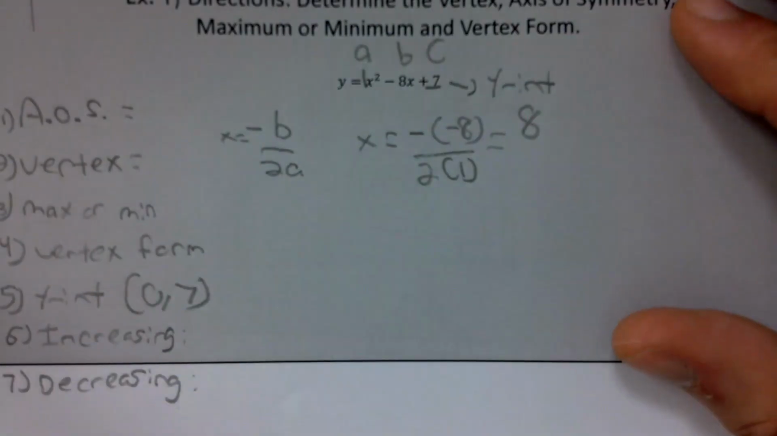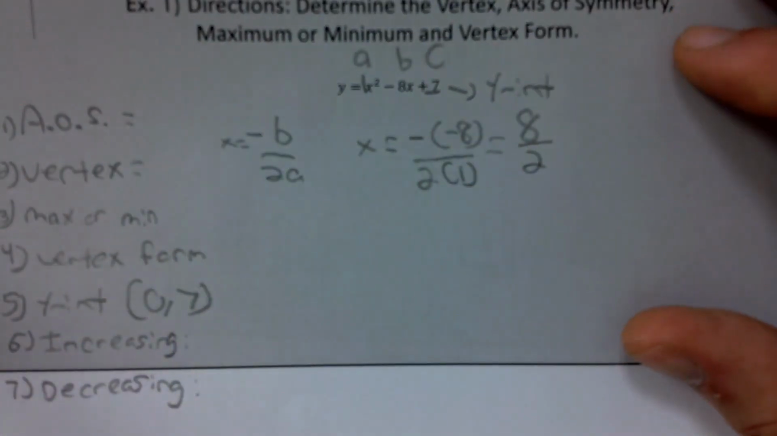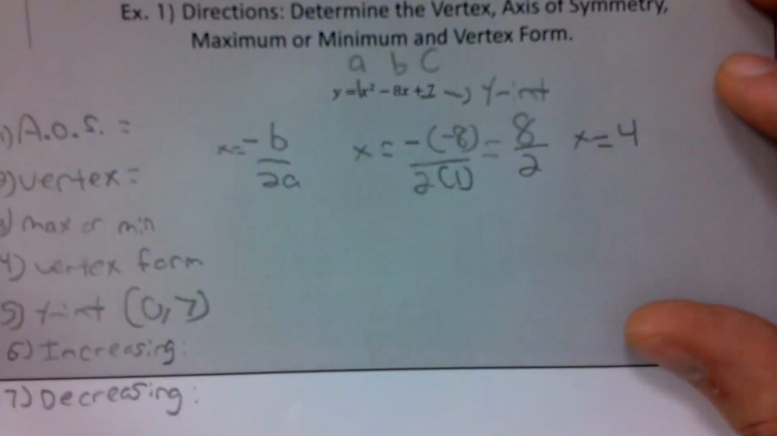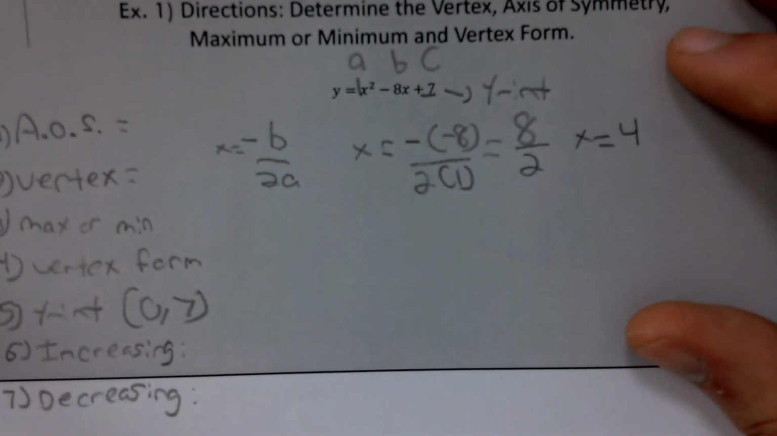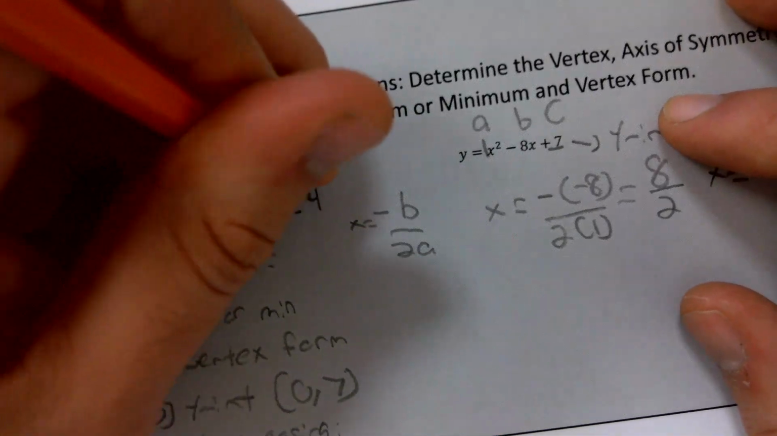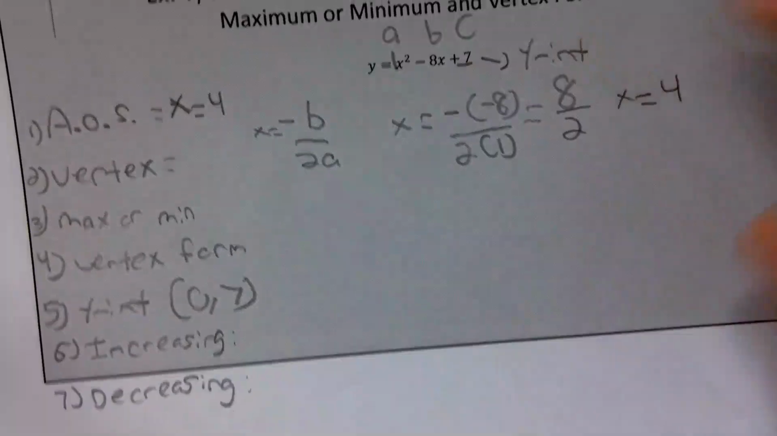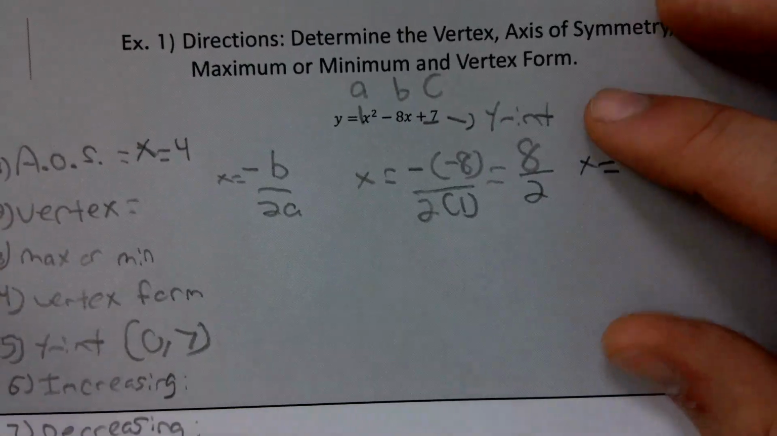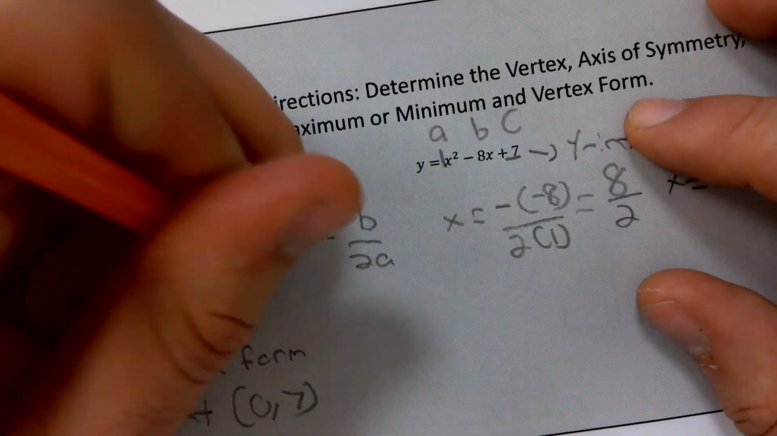So now I'm going to solve. Negative, negative becomes a positive. So anytime I have two consecutive negatives like this, it just becomes a positive. So this becomes positive 8. The bottom, 2 times 1 is 2. 8 divided by 2 is 4. So my axis of symmetry is x equals 4. When I answer this first question, I'm not just going to put 4. I got to say what equals 4? X equals 4. Okay? So if I have my axis of symmetry, I also have the x on my vertex.